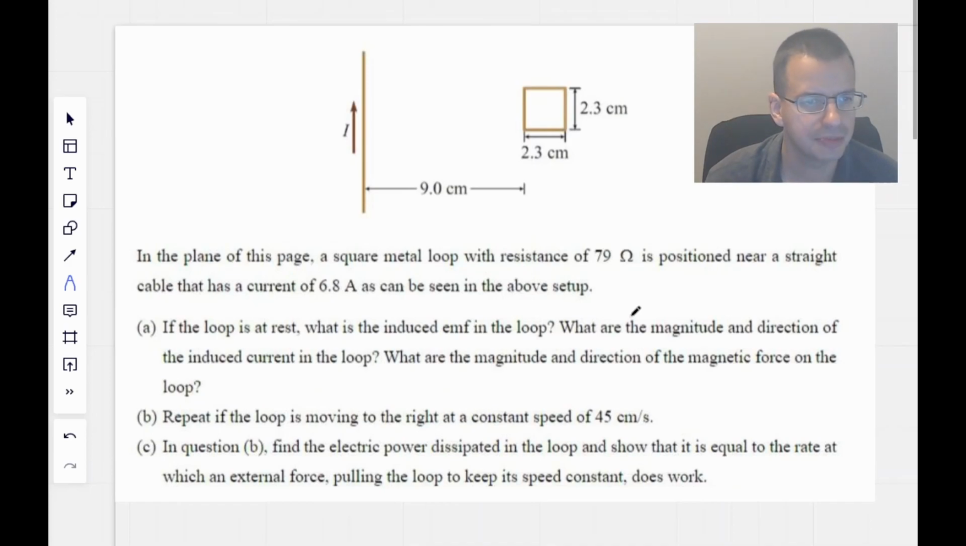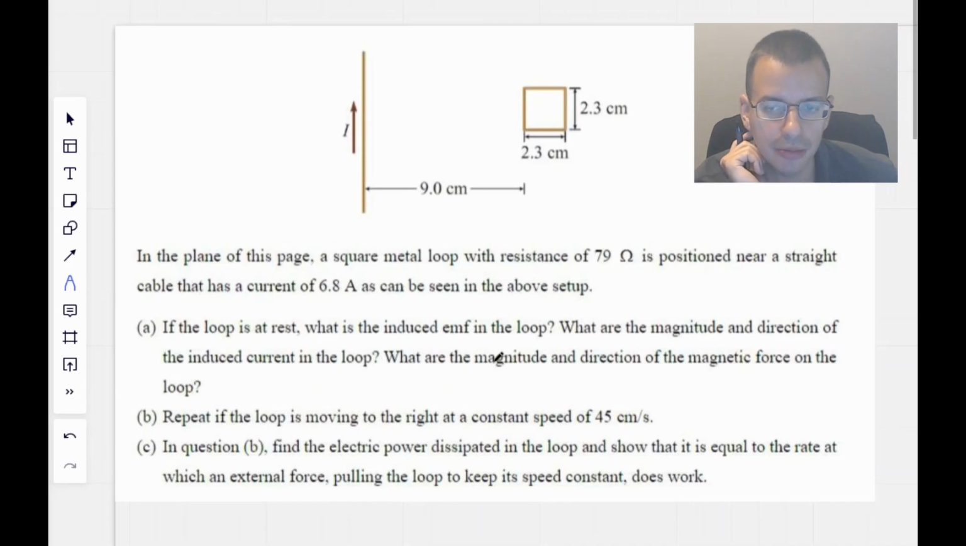In the plane of this page, a square metal loop with a resistance of 79 ohms is positioned near a straight cable that has a current of 6.8 amps, as can be seen in the above setup. If the loop is at rest, what is the induced EMF, electromotive force, in this loop?